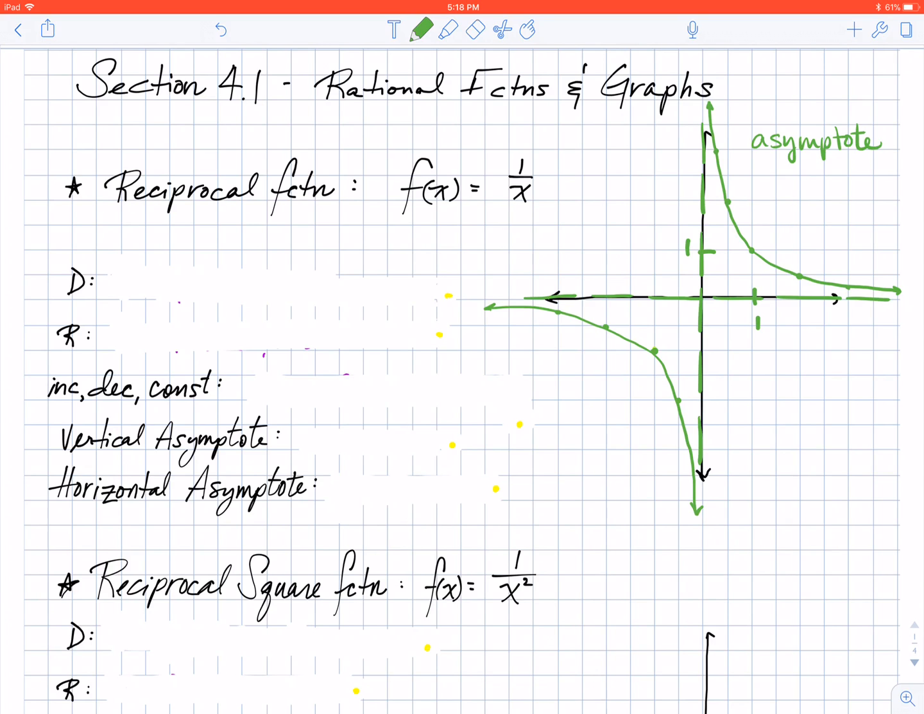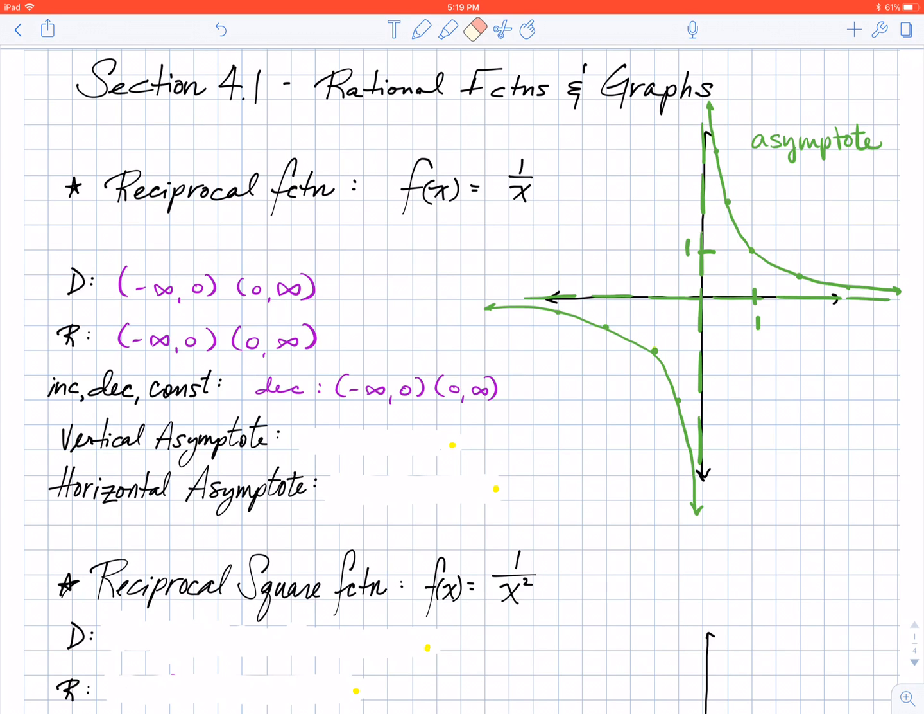Now we know how to get domains and ranges and all of that because we've been practicing this all semester. So when you take a look, my domain is going to be -infinity to 0, 0 to infinity. I have to skip over the 0 because that's my vertical asymptote. My range, I have to skip over the horizontal asymptote, so I also have to skip over that y equals 0 value. Increasing, decreasing, and constant. Remember, we use intervals for this. And as you look at this from left to right, it's always decreasing. So my whole entire domain is decreasing.